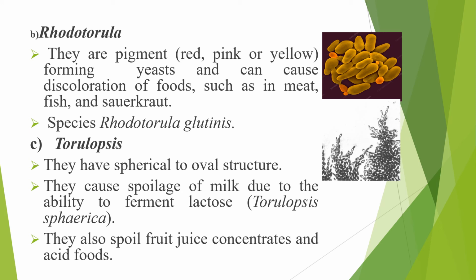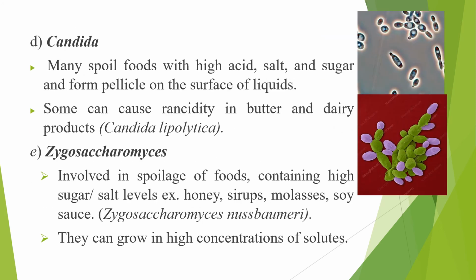Next one is Torulopsis, and they have a spherical or oval structure, and they are the reason behind the spoilage of milk, and it is mainly due to their ability to ferment lactose. Example is Torulopsis sphaerica, and besides milk, they will also lead to the spoilage of fruit juice concentrates and some acidic food items.